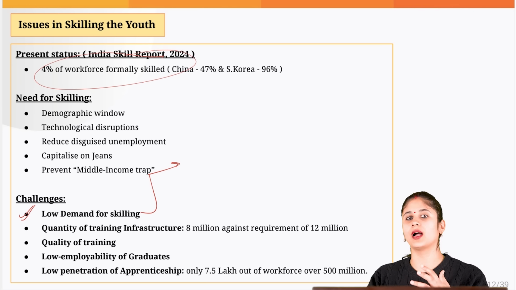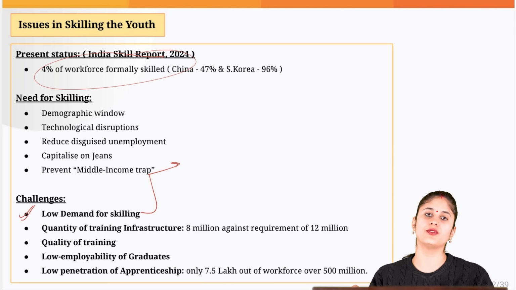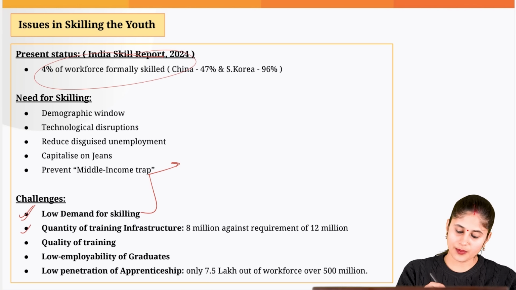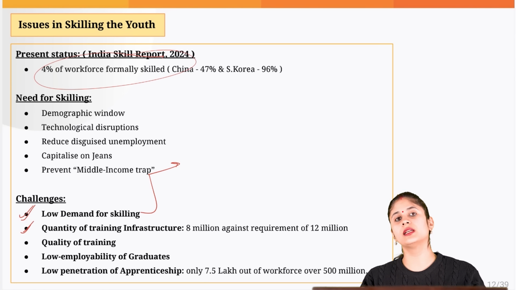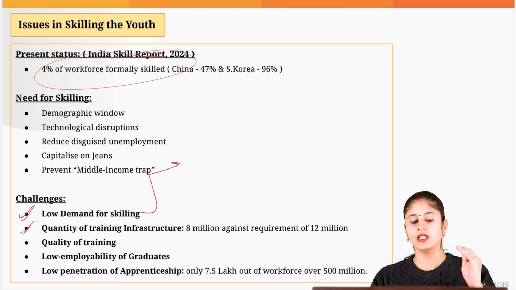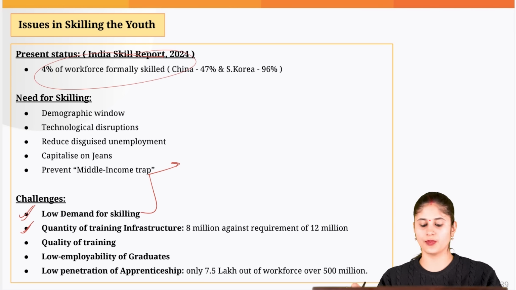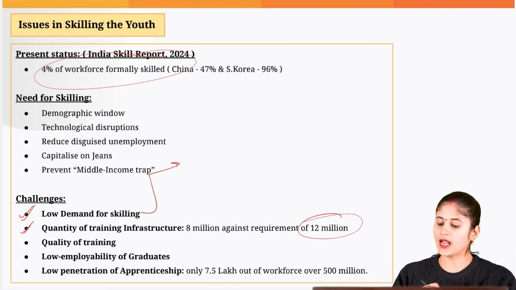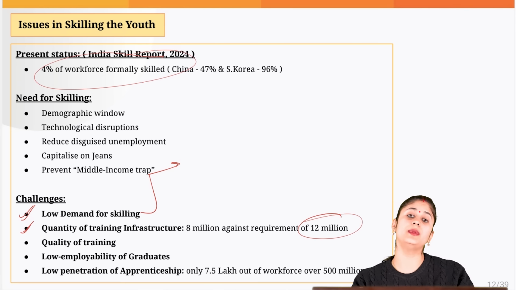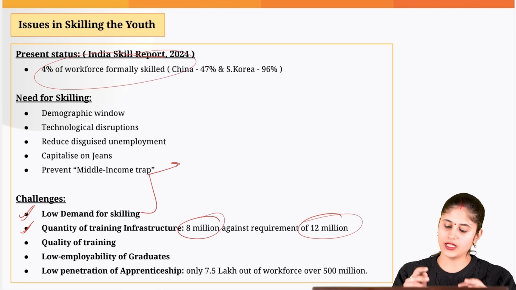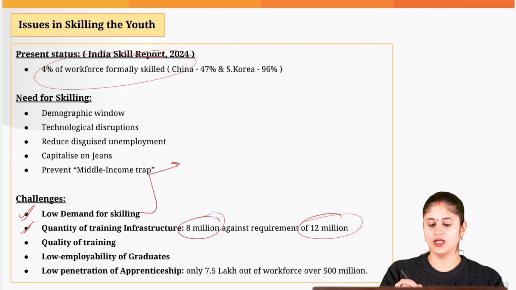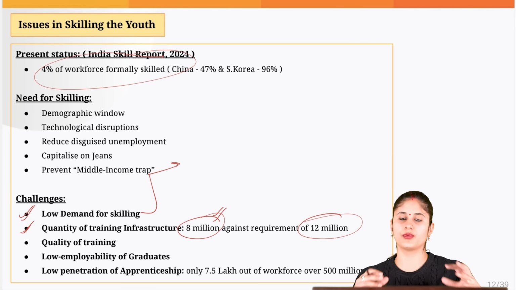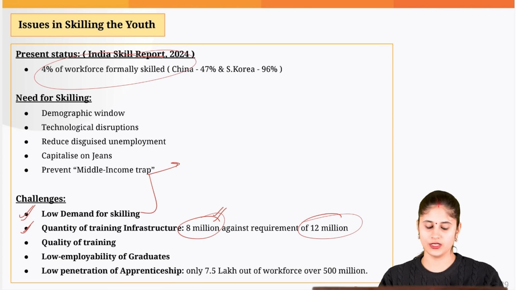Another problem is with respect to the skill set that we are providing. That is not up to the mark. That is not being demanded by Industry 4.0. Then another problem is with respect to the quantity of training infrastructure that we have. As outlined by the India Skill Report, we need to train on an annual basis roughly 12 million people, but because of the constraint in the infrastructure, we are able to provide the skill set only to 8 million youth.